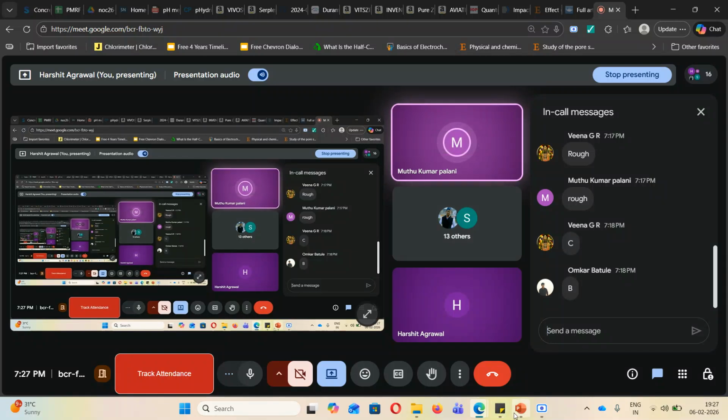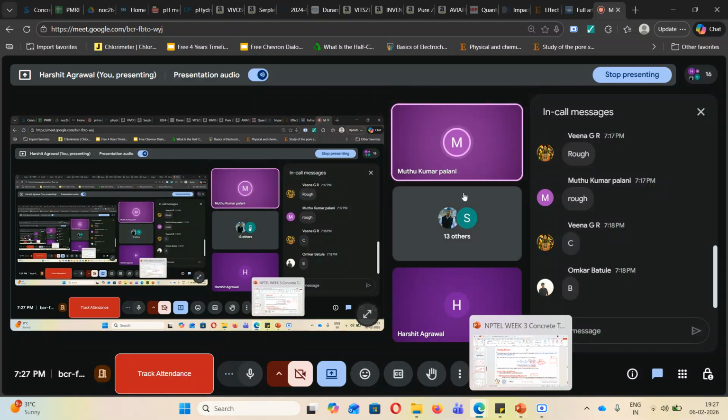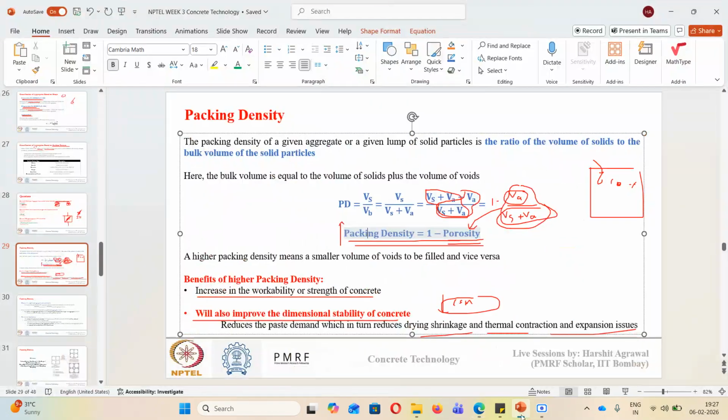Can you give some example calculations? What do you mean by example?